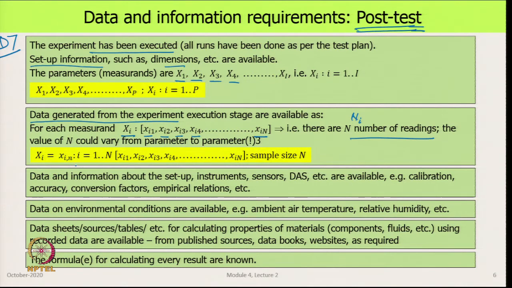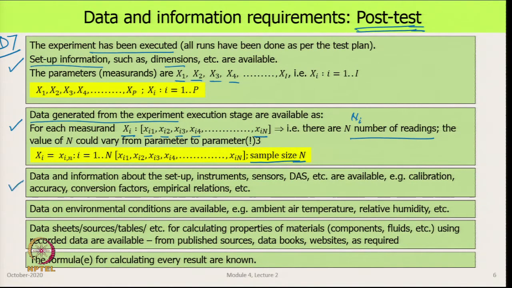So, xi is xin, where i is from 1 to n. So, we have this set which is a sample, a sample of measurements of size n. So, this is where we are now saying that this is the sample which is the same as what we learnt earlier in statistics. So, this is the data we got from running the experiment. This is the data about the setup of everything that was there in it.